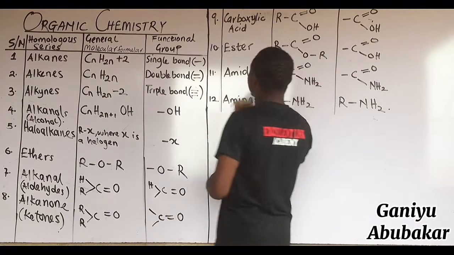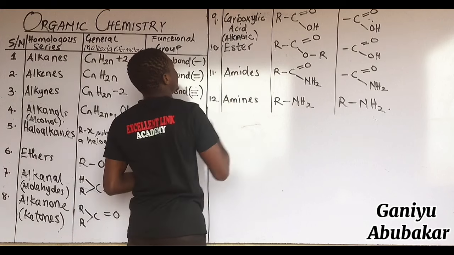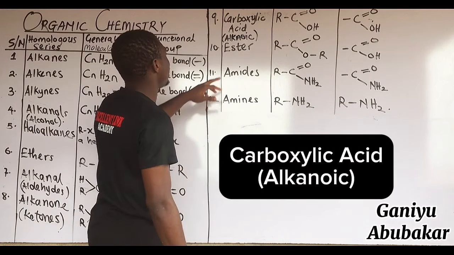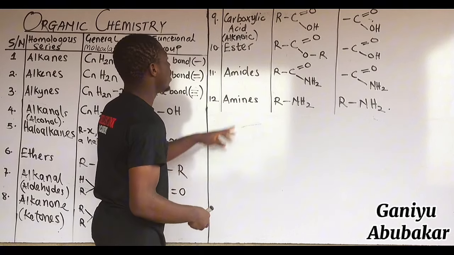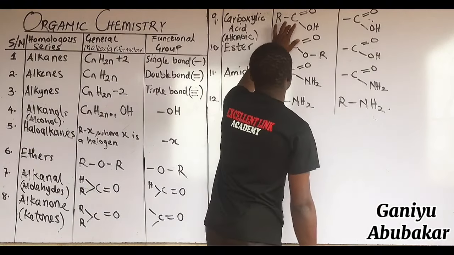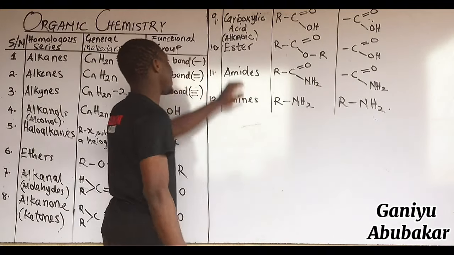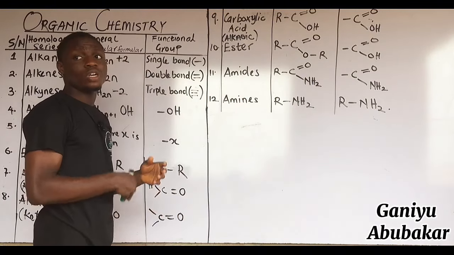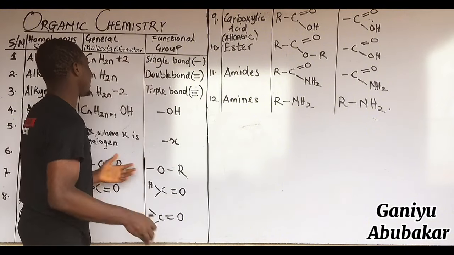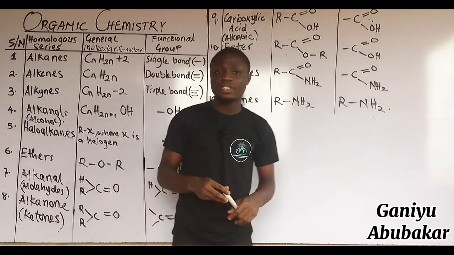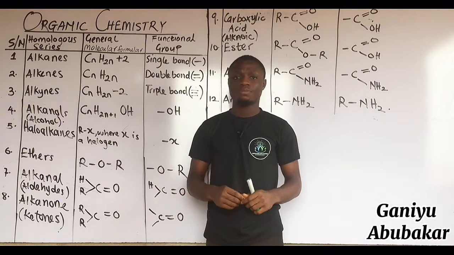So the general molecular formula and the functional group here, we have the carboxylic acid, also called alkanoic acid. So I can call it carboxylic acid or alkanoic acid. It's very much correct. We have the esters, gotten from esterification, which we're going to discuss much more later. We have the amines. So these are the 12 homologous series, their general molecular formula and their functional group.